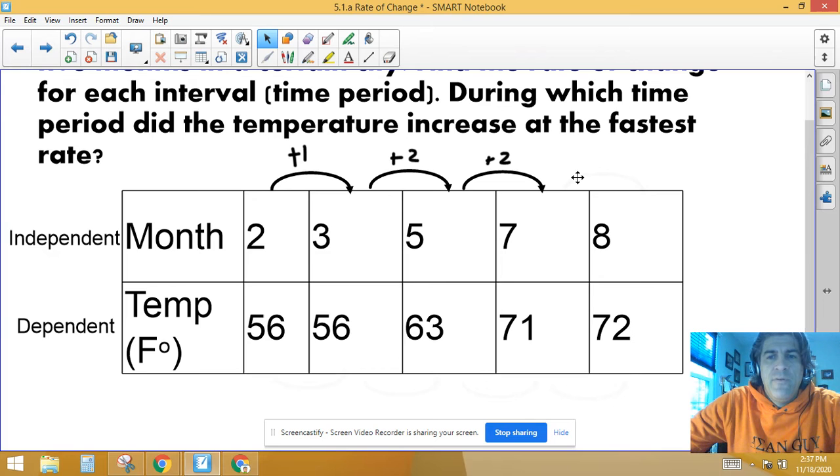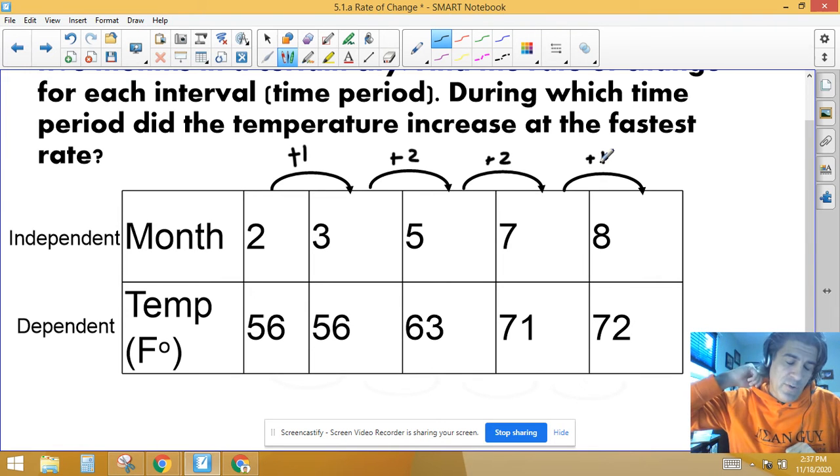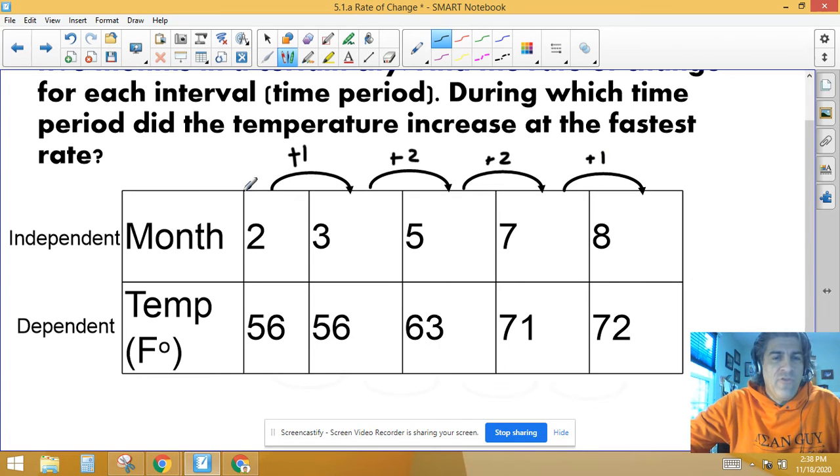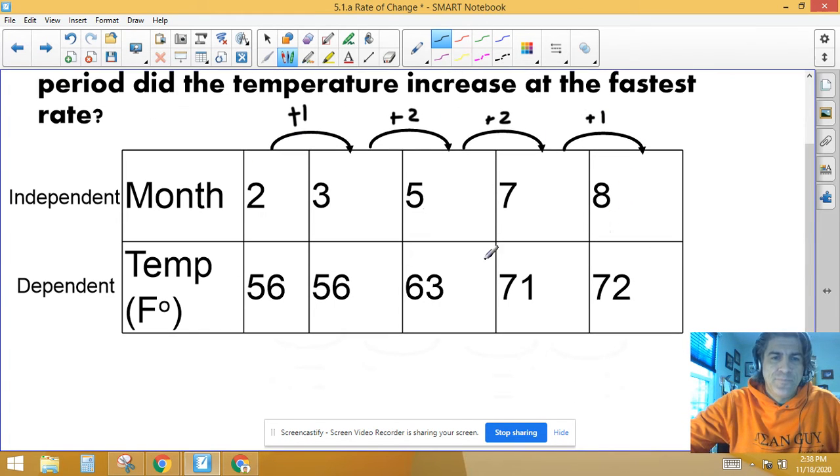And then up from 7 to 8, yeah, that's up 1. All right, so these are not constant, and that's okay. We're not talking about that actually. We're going to talk about constant rate in the next lesson. But for now, I'm just looking at what's happening. You know, each month it jumped up 1, then 2, then 2, then 1.